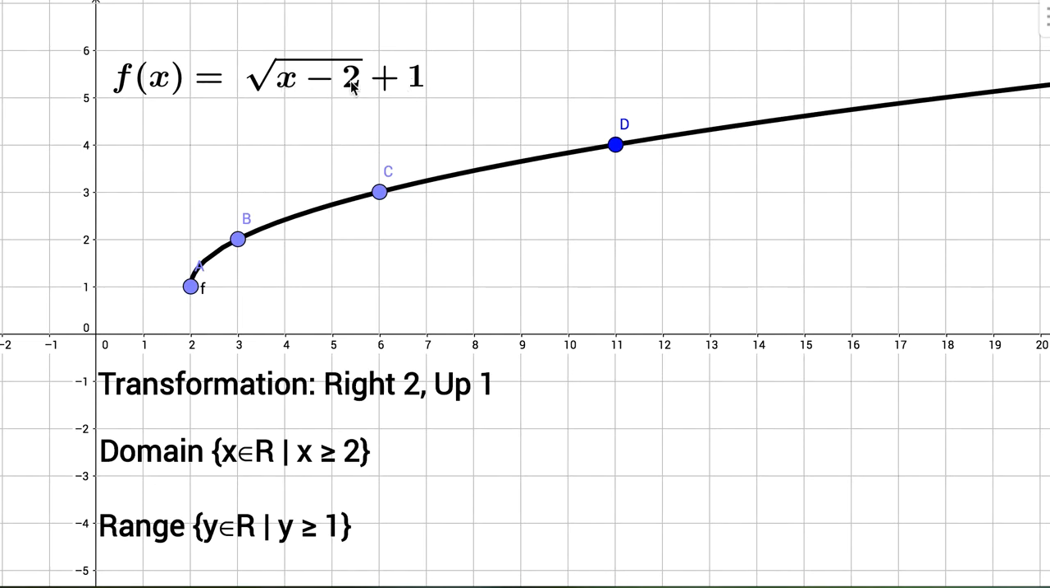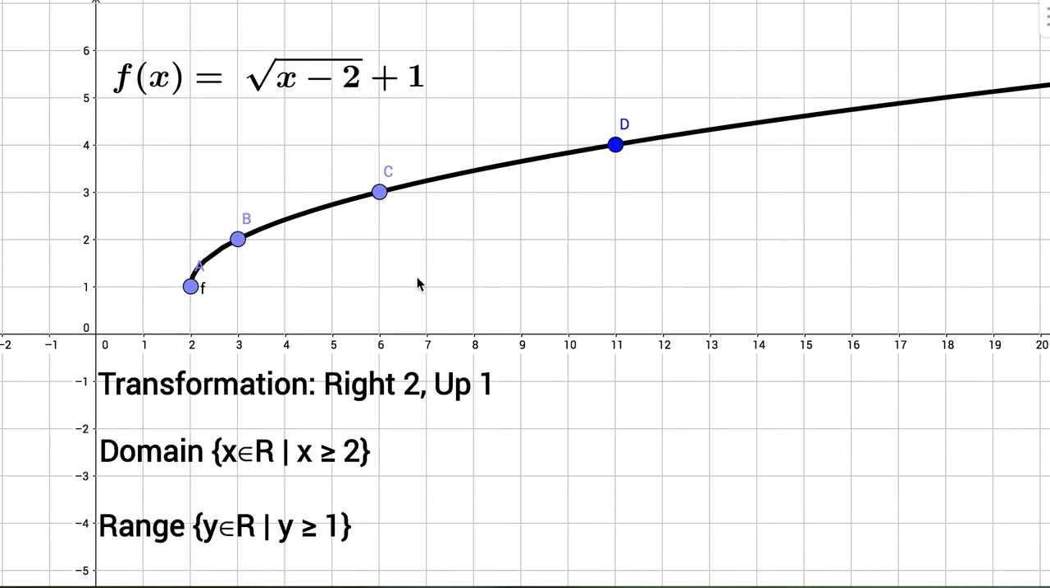So x minus 2, this 2 is inside the radical expression with the x. It is operating with the x, so x minus 2, where 2 is a positive number, means you move everything right 2 units. This plus 1 is outside of the radical expression, so you move up 1. Right 2, up 1, this is our new point of origin. From here, we do our count. Right 1, up 1, right 4, up 2, right 9, up 3.